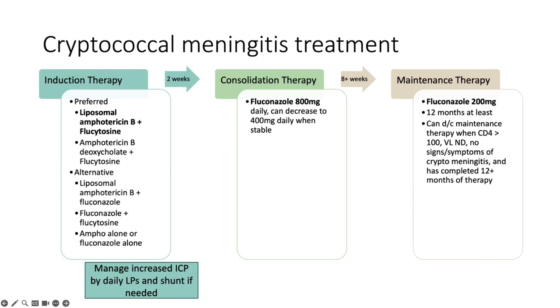So, cryptococcal meningitis treatment, these are the recommendations. You do induction therapy. Your preferred is liposomal amphotericin B and flucytosine. Alternatives include fluconazole plus liposomal amphotericin, and you can see the other combinations there. Often a key part of induction therapy is, if the intracranial pressure is really high, you may need up to daily LPs and potentially a shunt.